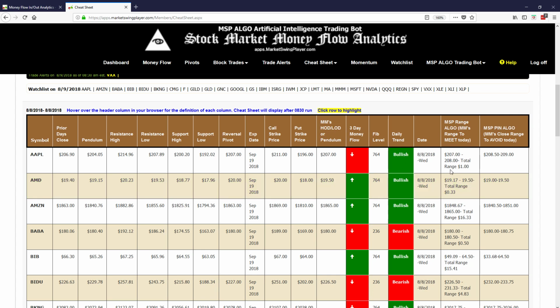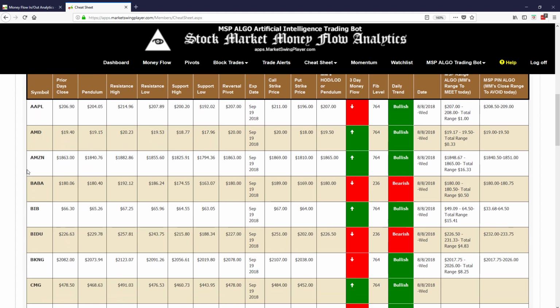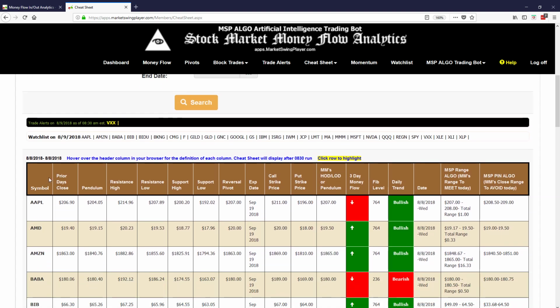MSP Range Algo. As you can see, it says the expected range for the day is 207 to 208. So that's a dollar range, and you can see the range at a glance. And there go the symbols, the prior close, the pendulum, support, resistance, resistance high, low, support high, low, which is the zone. Resistance high and resistance low is a resistance zone. Support high and low is the support zone.